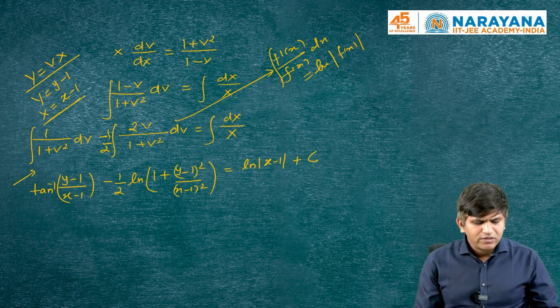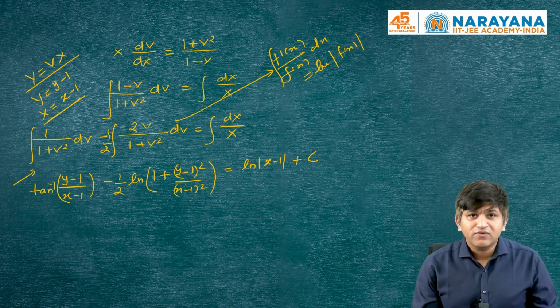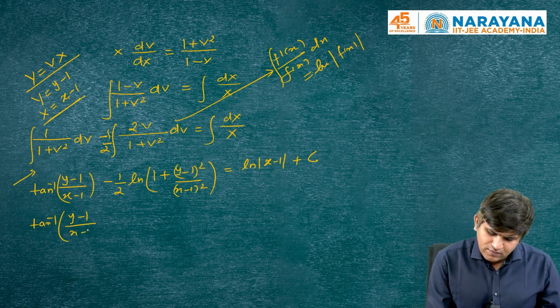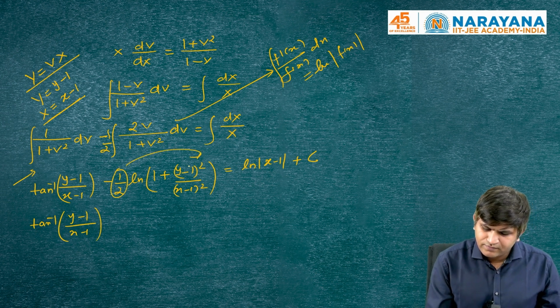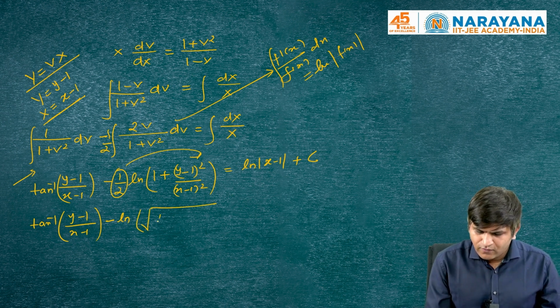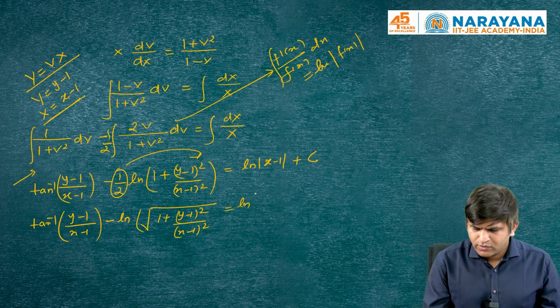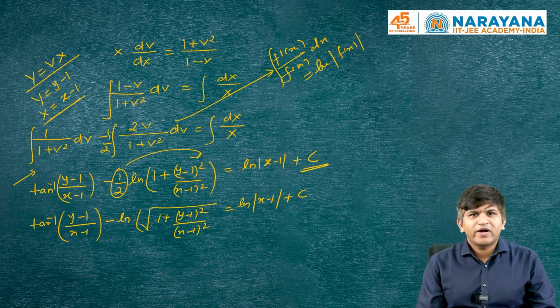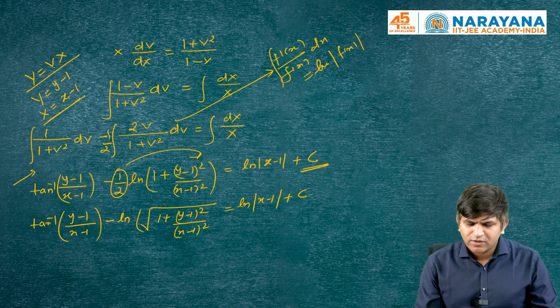Now to calculate this constant of integration, some information we need. Before that we can take this power, this number in the power, by using the property of log. So this will be root over 1 plus (y minus 1) whole square by (x minus 1) whole square, that is equal to ln of (x minus 1) plus c. Now our concentration is to find the value of c. To find the value of c, some information must be given.